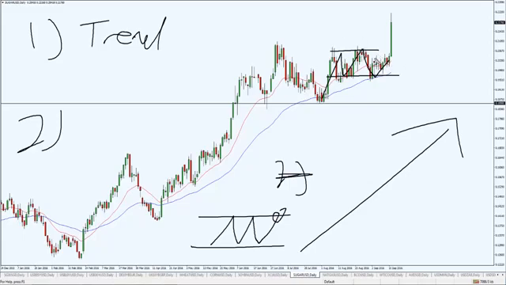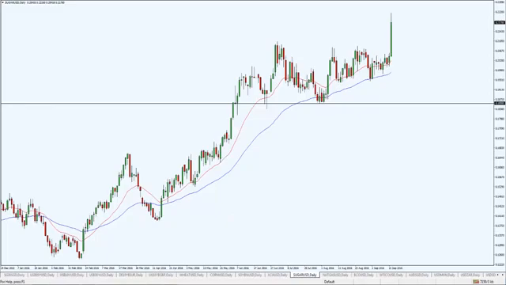And if you think about this, if this resistance area is to be strong, there is no reason for price to keep consolidating at resistance, because the sellers, the supply, would come in and push price lower. But if price can actually hover or consolidate at resistance, it's showing you a sign of strength.